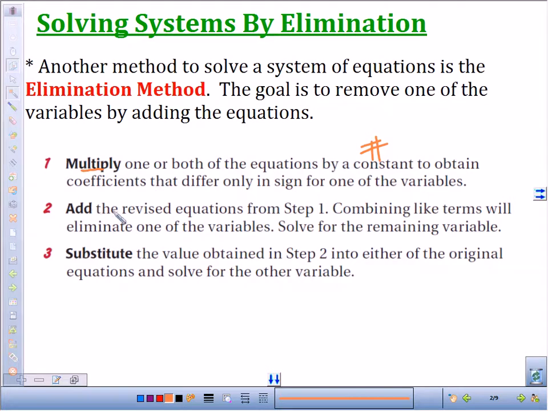After we've done that, we want to add the 2 equations together. We'll combine like terms. We'll add the x terms together. We'll add the y terms together. And we'll add the constant terms together to get a new single equation. When we do that, one of the variables should be eliminated, thus the elimination method. After we've solved for the variable that's left over, we'll substitute that number into the original equations to solve for the other variable. It's a lot to take in. I would make sure that you write these steps down because you're going to need them, and we're going to see how they work when we do a couple of examples.